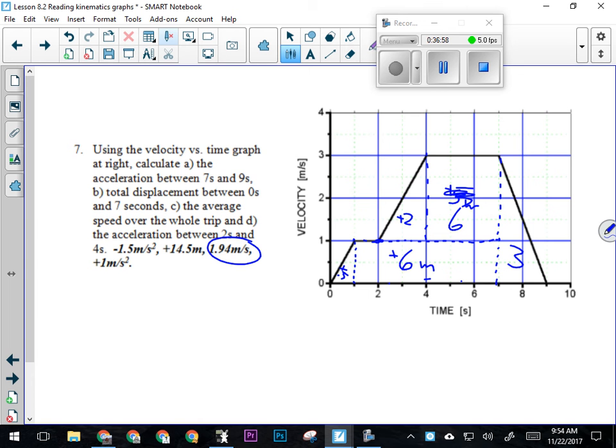And then the acceleration between 2 seconds and 4 seconds. From 2 to 4 is this section here. My VF will be 3, my VI will be 1. So 3 minus 1 over 2, positive 1 meter per second squared.